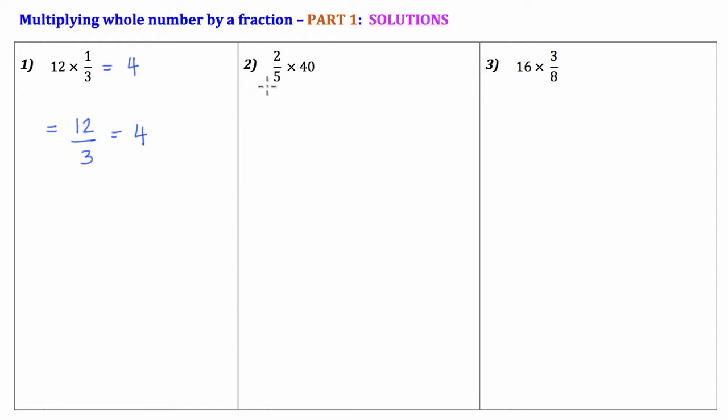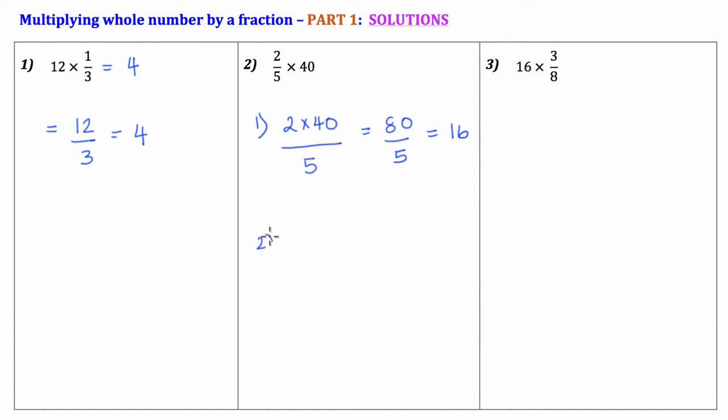So the second problem is 2/5 times 40. We can do this in two ways. The first is where we multiply the whole number and the numerator, so 2 times 40, and keep the denominator the same. So 2 times 40 equals 80. So this is equal to 80/5. And now if we simplify this, 80/5 equals 16 wholes.